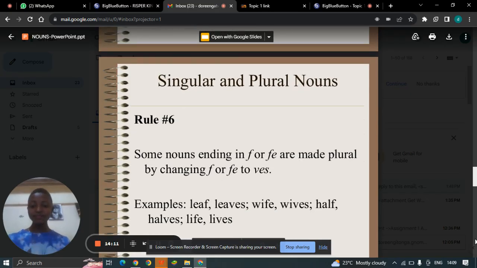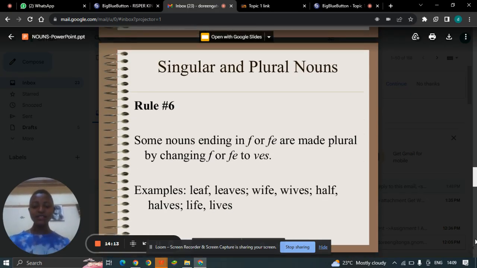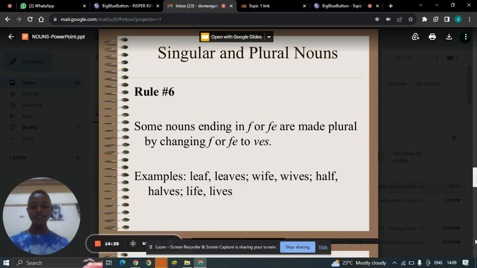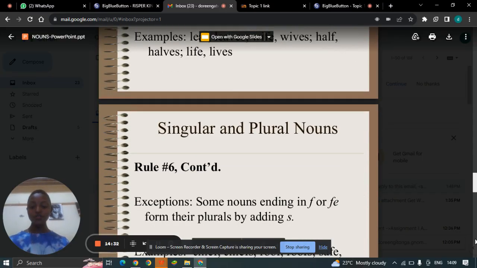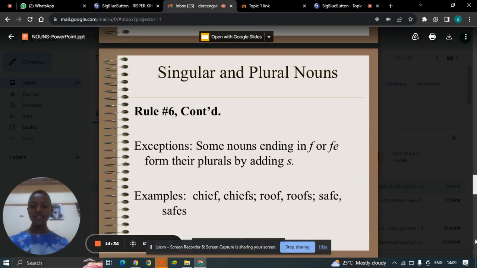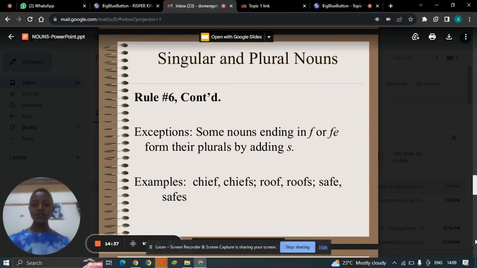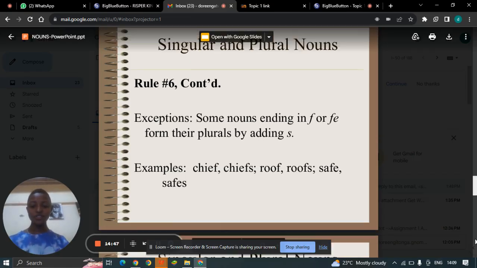So rule number 6: some nouns ending in f or fe are made plural by changing f or fe to ves. So you drop f or fe, then you add ves. For example, leaf, leaves, wife, wives, and so on. We have an exception to this rule number 6: some nouns ending in f or fe form their plural by adding s. For example, chief, chiefs, roof, roofs. So you just need to know these rules.